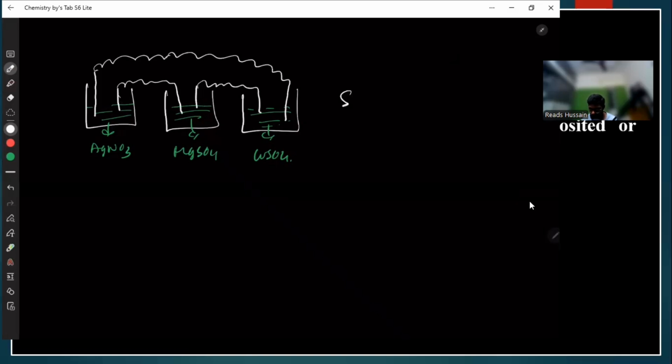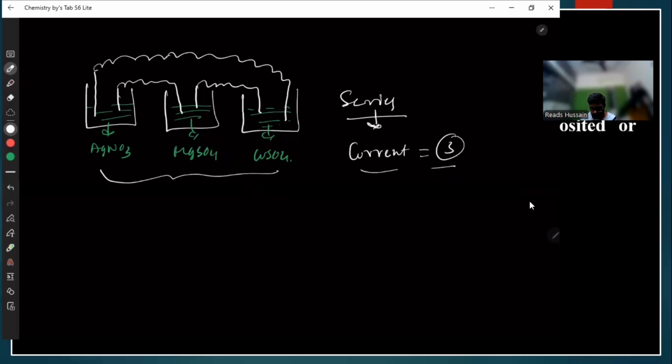This connection is called a series connection. You might have studied series connection and parallel connection in physics. How is series connection different from parallel connection? In series connection, here three different beakers we have taken, and all these are interconnected. So whatever current we pass through the first solution will be equal in all three solutions. The current is the same in all three solutions: AgNO3, MgSO4, CuSO4.